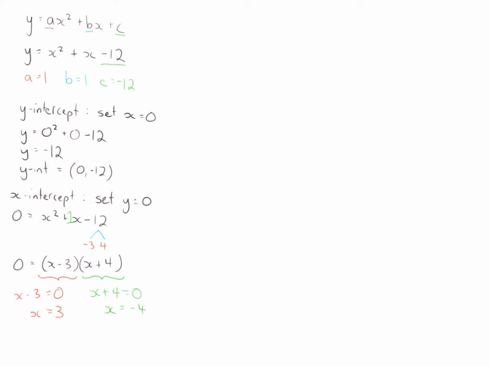So we have our 2 x-intercepts. The x-intercepts for this parabola are x equals 3 and negative 4. Or, as coordinates, 3, 0 and negative 4, 0.